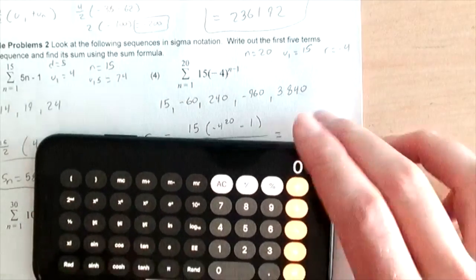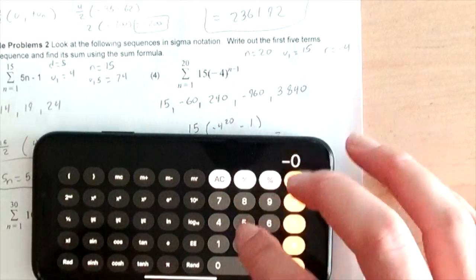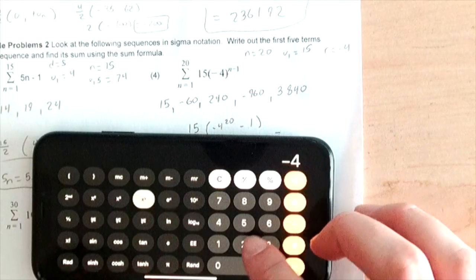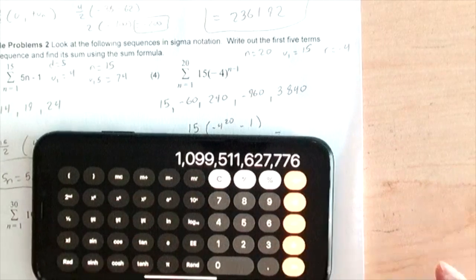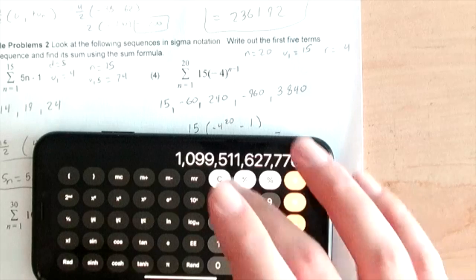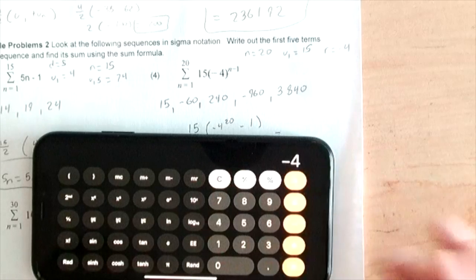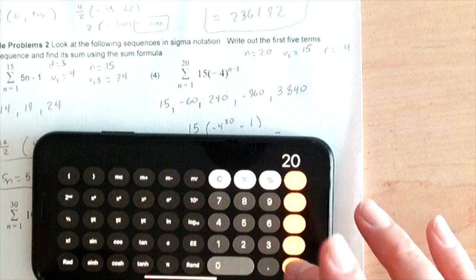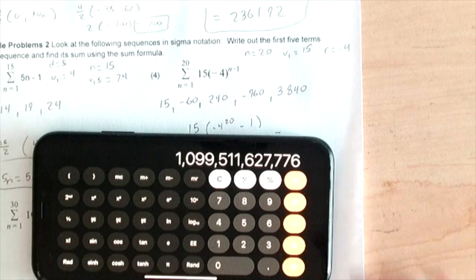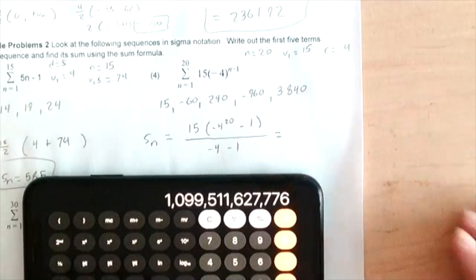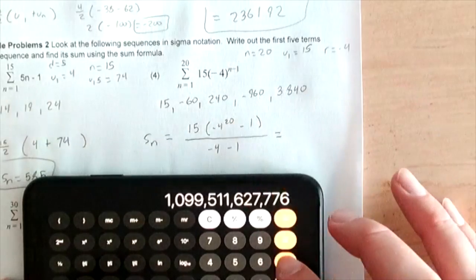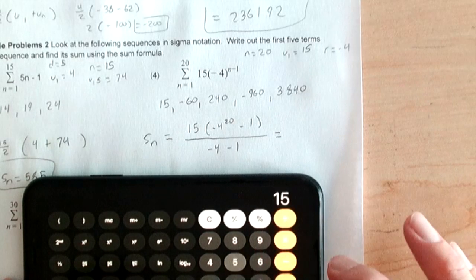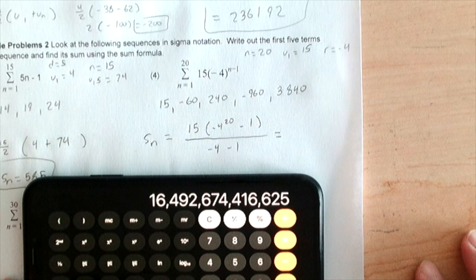And how that works is you're going to do the first number, so -4. Then you're going to press x^y. It'll stay highlighted, and then you press the second number, and that's going to give it to you. In this case, 1 trillion. So again, any number, and it's totally cool to use your phone calculator. -4, x^y, 20, and we're going to get approximately 1.1 trillion. You would take that number, -1, and then multiply by 15. And then you're going to divide by -5.